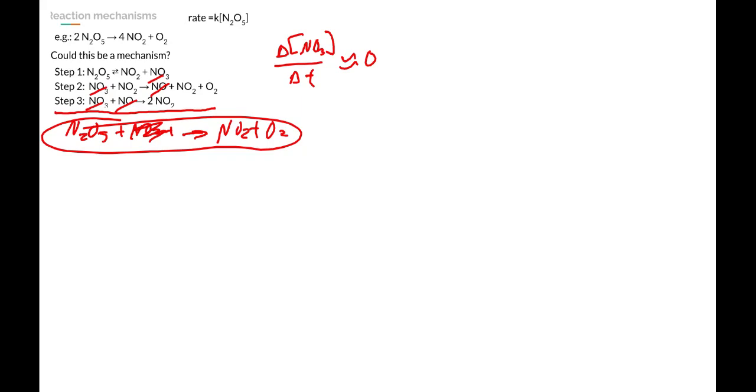How does it get produced? Well, it gets produced in the first step, in the forward version of the first step. So K1 forward times the concentration of N2O5 is the rate of production of NO3. How does it get consumed? Well, it gets consumed in the first step in the reverse reaction. So consumption and production are equal, so we're going to set an equal sign here.